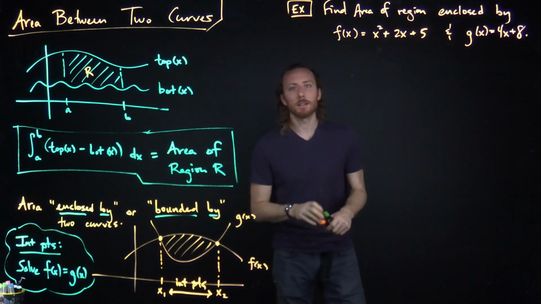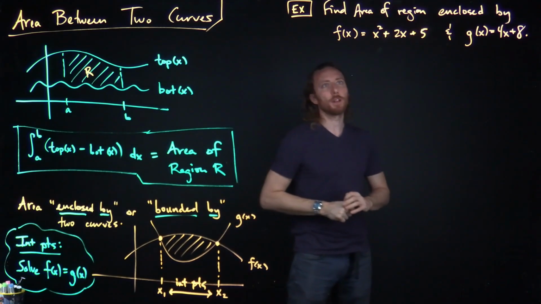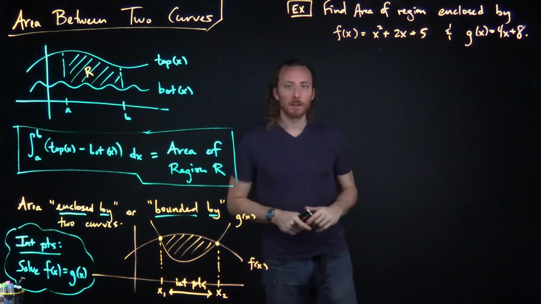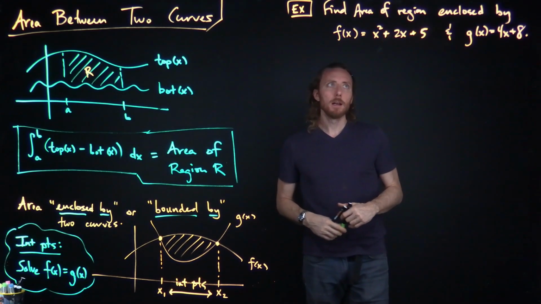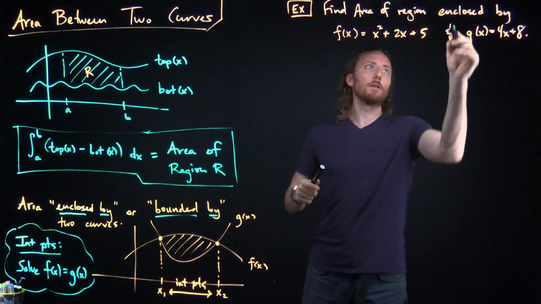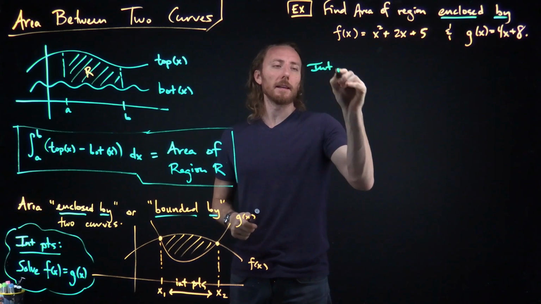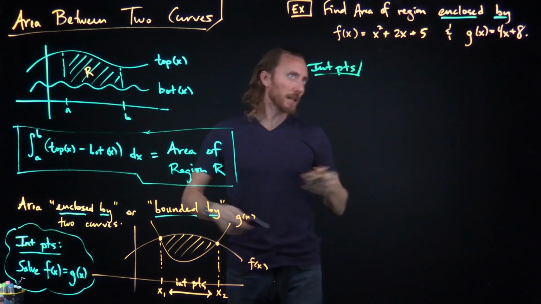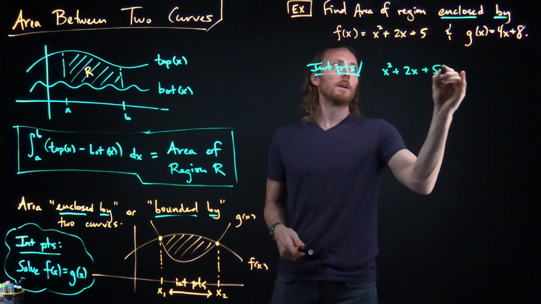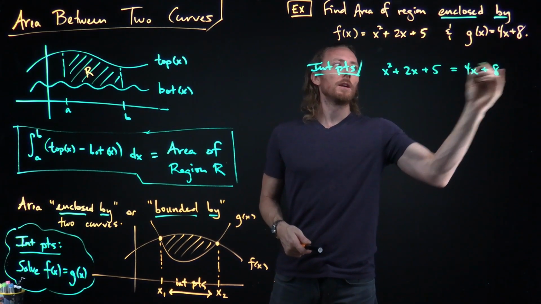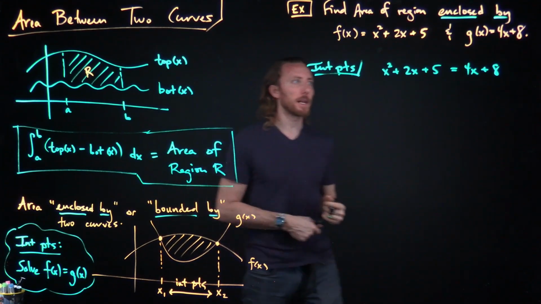So taking a look at the example that we've got articulated above, we're going to try to find the area of the region that's enclosed by the function f(x) = x^2 + 2x + 5, and g(x) = 4x + 8. If we want to find the area of a region enclosed by, we start by looking at the intersection points. And to compute the intersection points, we just take the two functions and set them equal to one another and solve. So the x's for which the equation f = g is true are going to be the x's where the two graphs intersect.